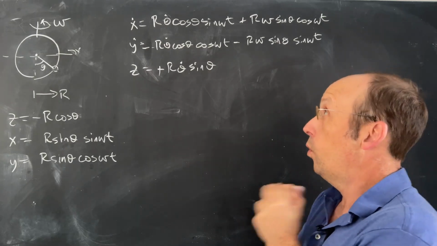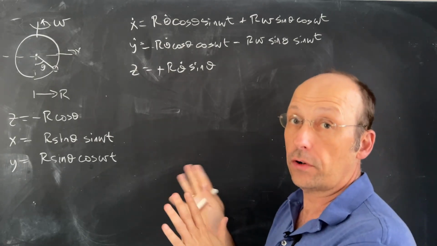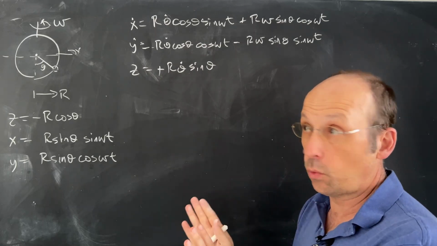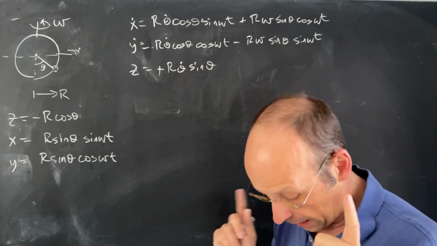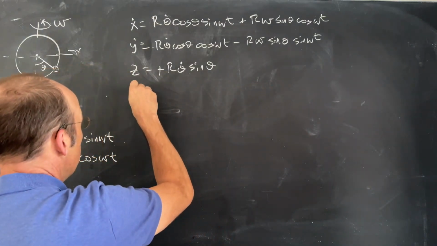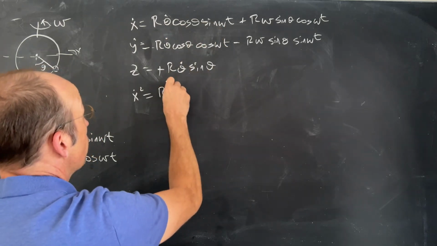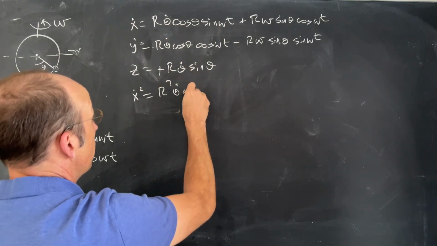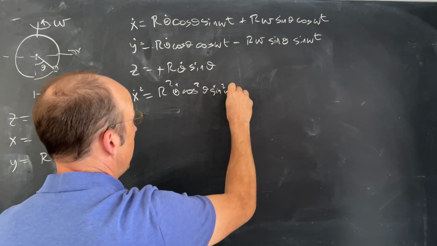Okay, now I have to square these. Let's hold off on the z direction. I'm just going to square the x, and I'm going to square the y, x dot, y dot, and then I can add those two together. So let's do that. So x dot squared is going to be this term: r squared theta dot squared cosine squared theta sine squared omega t.